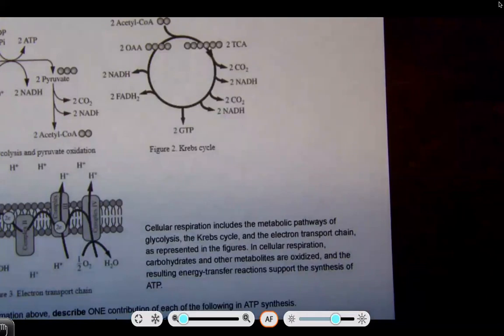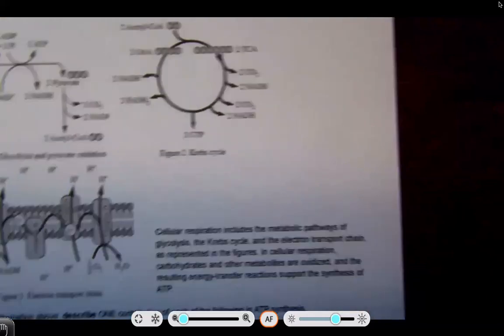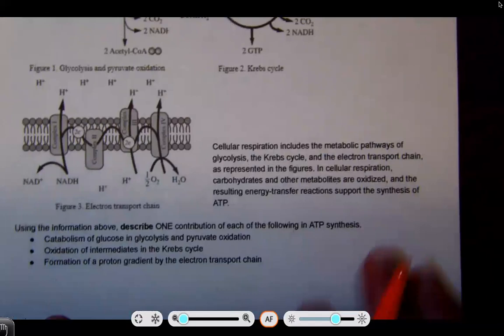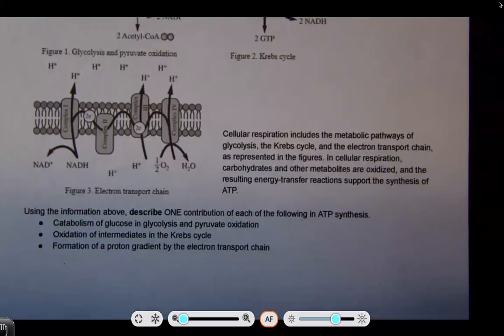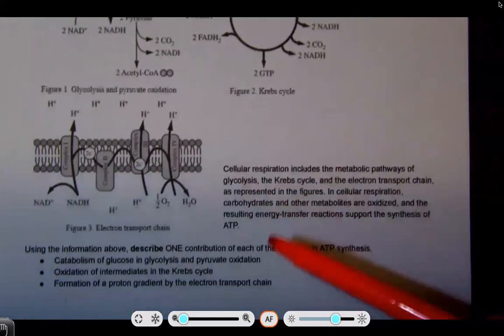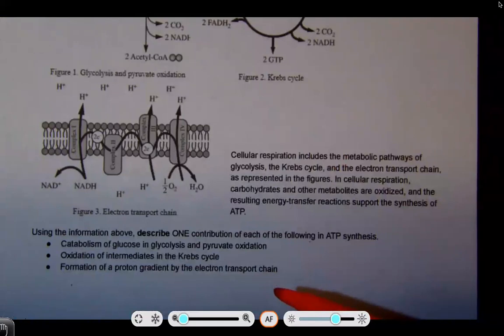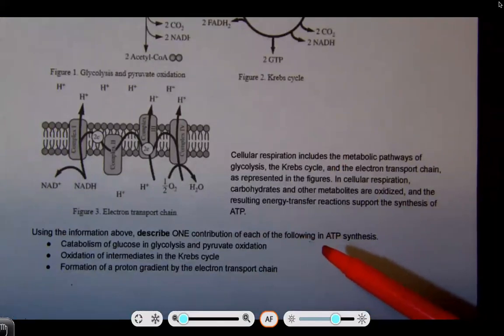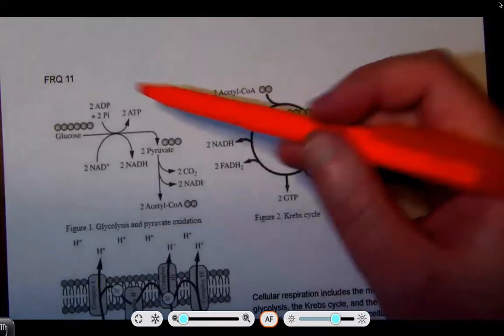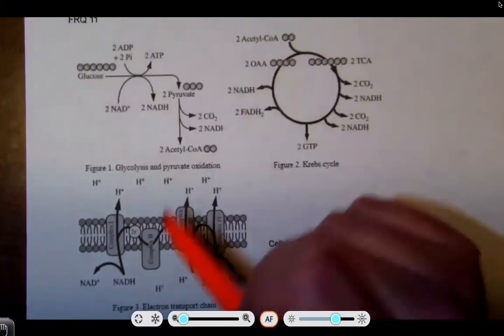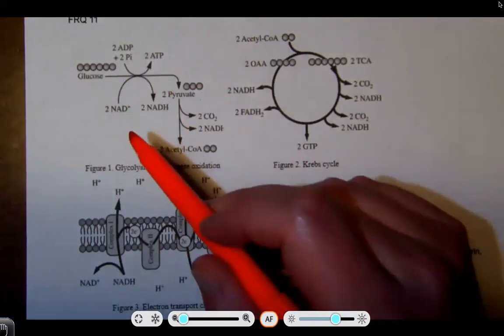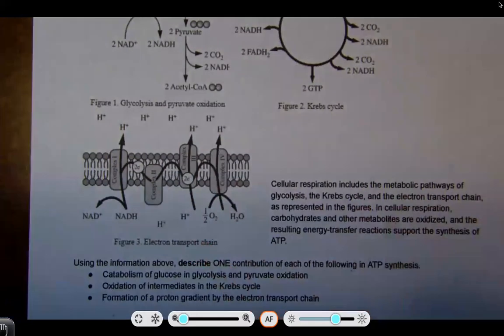The last FRQ question is also a general information question, so it's probably not going to show up on the AP test. However, it is important to note that in these sorts of problems, instead of seeing this and being asked, hey, describe one contribution of each of the following in ATP synthesis, which is just asking how does this create ATP or help with creating ATP? Same thing with here and here, which by the way, this is all just respiration, glycolysis, Krebs cycle, etc.